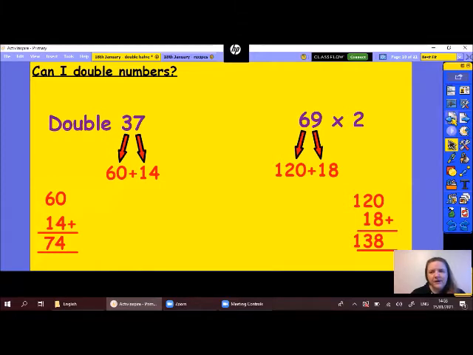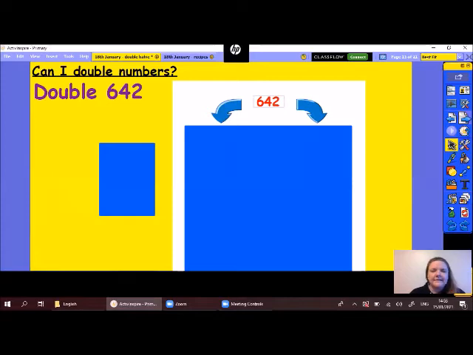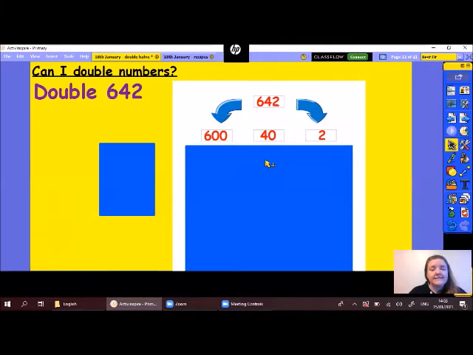So what about that tricky one? Double 642. Now I'm going to show you a function machine that basically does exactly what we've just been doing. We start off with 642 at the top. And we partition it into its 3 pieces now. Because it's a 3-digit number, it has 3 pieces that we can partition it into. We've got our hundreds, our tens, and our ones. So we've got 600, 40, and 2.